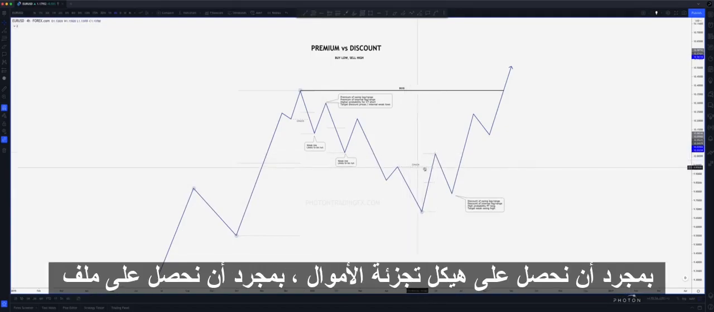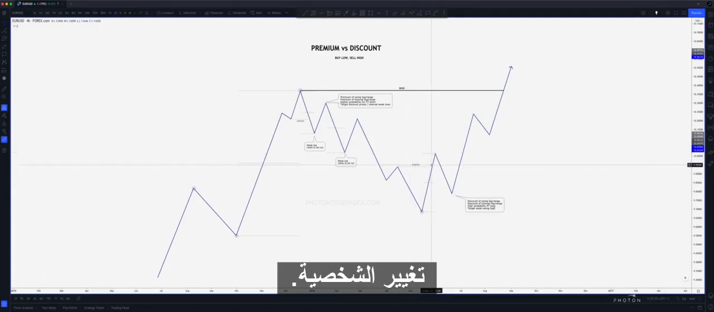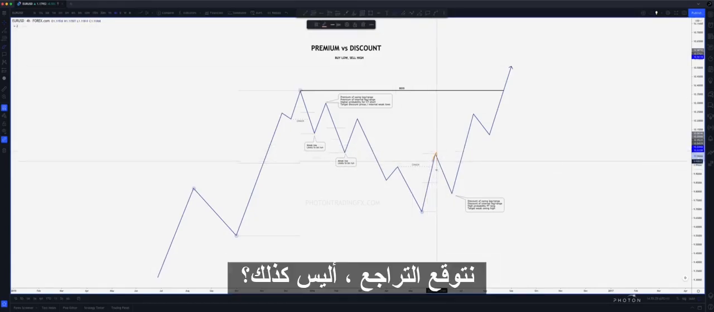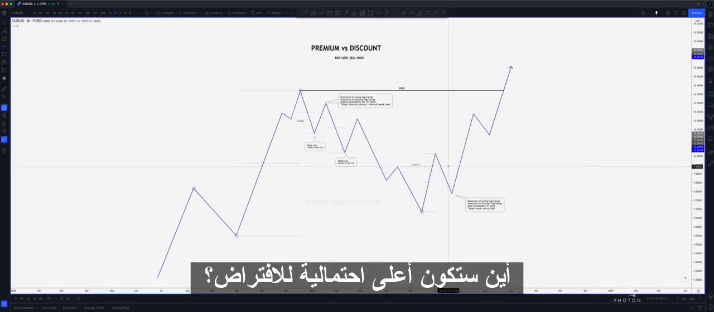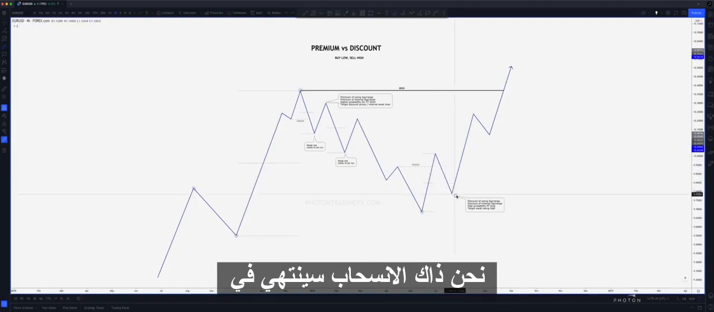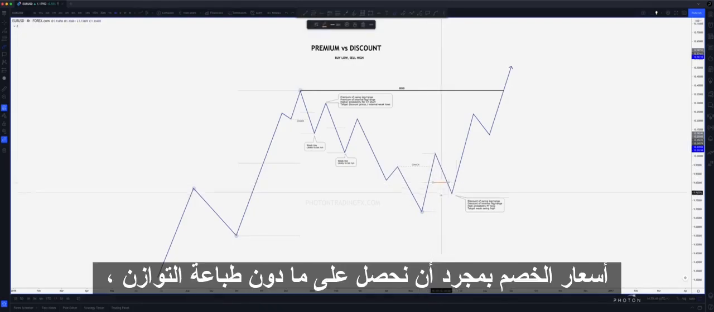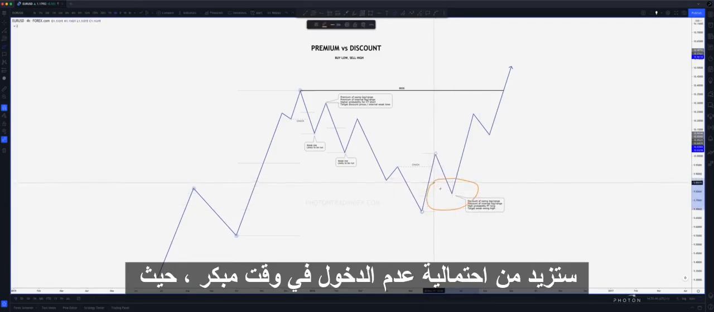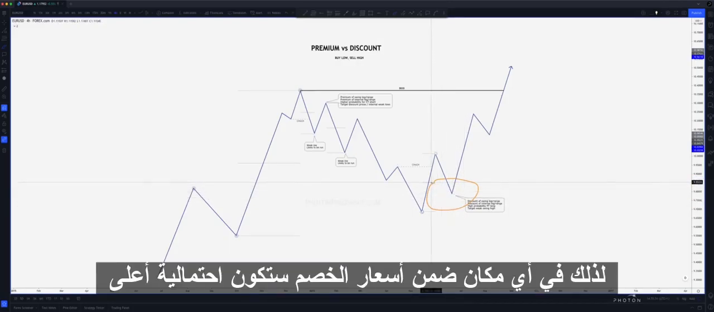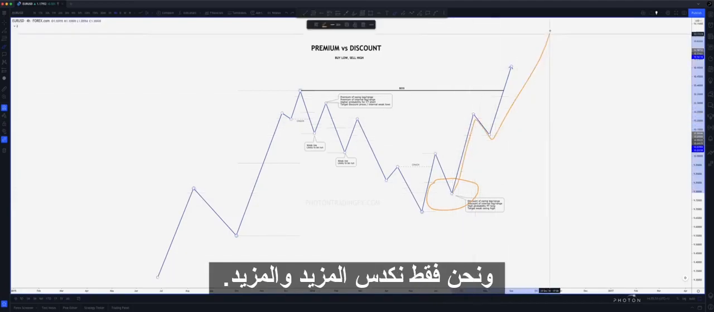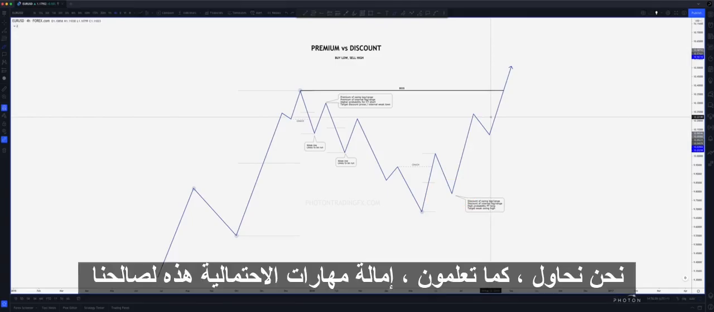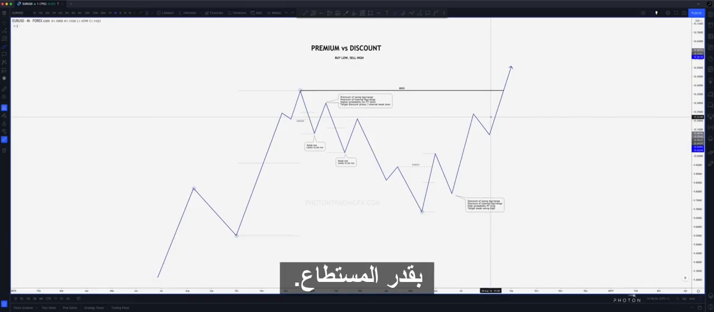And then we don't just buy, right? As soon as we get that minor break of structure, as soon as we get the change of character, why is it not high probability to do that? Well, what do we expect after a break of structure? We expect a pullback, don't we? Where is it going to be highest probability to assume where that pullback is going to end? In the discount prices, once we get below the equilibrium, right? Once we get down into the discount, anywhere within this zone here is going to increase the probability of us not getting in too early, where it goes up a little bit and then goes deeper. Okay, so anywhere within discount prices is going to be higher probability, and we're just stacking more and more confluence in our favor. We're trying to tilt those probability scales in our favor as much as possible.